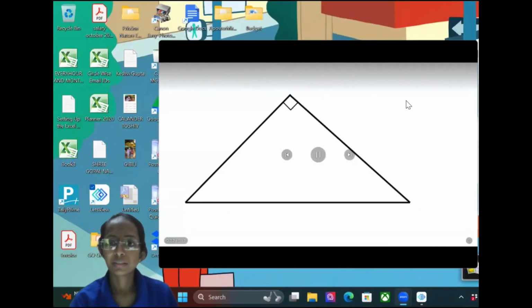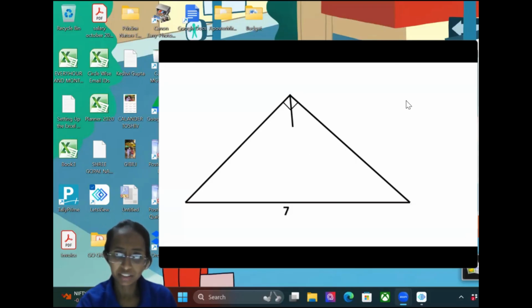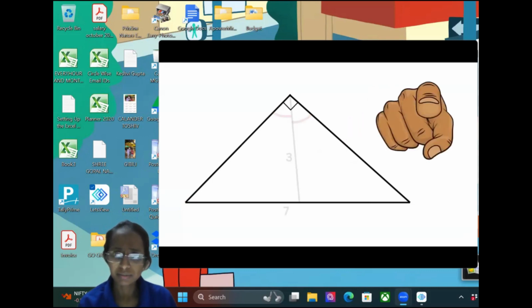Hello students. Today we are going to solve a very nice question of Olympiad. In this we are having a right triangle with the hypotenuse 7 and a line is drawn which is bisecting the right angle. That means this line is an angle bisector line. The length of this angle bisector is 3 and we need to find the area of this triangle. Can you solve this?